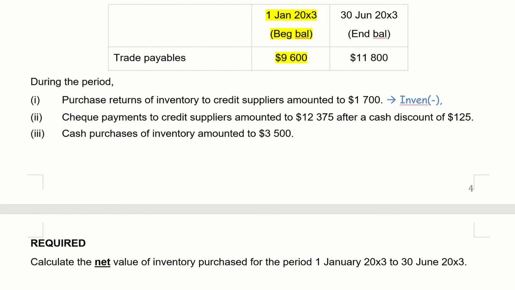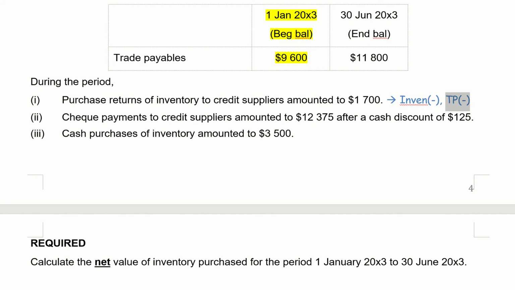What is the other account affected? The other account affected is trade payable, and trade payable also reduces. Why does the trade payable reduce? Because when I return my inventory to my supplier, I don't need to pay him for that inventory anymore. So that's why trade payable will reduce.